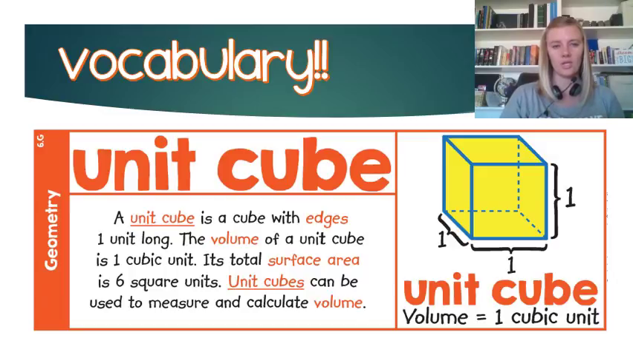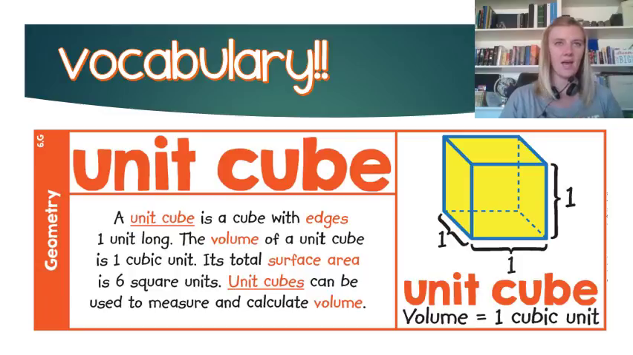So a unit cube, the definition of a unit cube, is that it is a cube with edges 1 unit long. So whatever unit you're working in, if it's feet, inches, centimeters, 1 unit long is what your unit cube is going to be measured by. And the volume of these rectangular prisms that we're going to be working with is going to depend on how many of those unit cubes you can fit inside that shape.